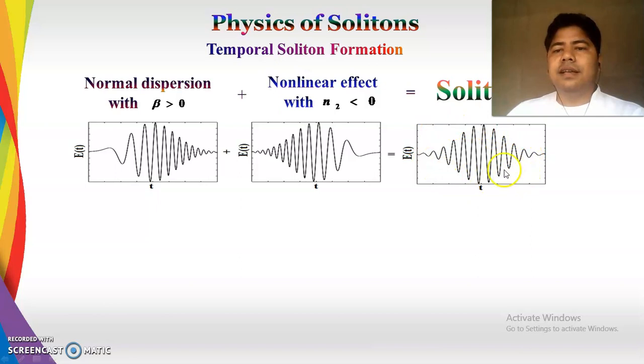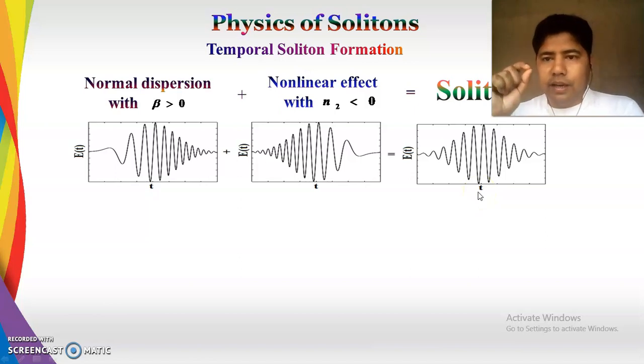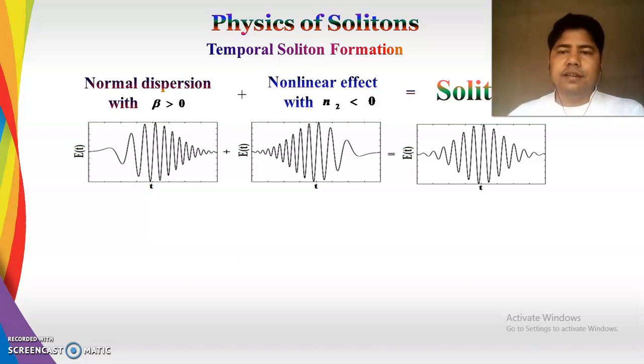This is the pulse which was launched into the fiber, the pulse shape of the pulse launched at the fiber. In the output we also get the same pulse, with the same amplitude and the same frequency. This way the soliton will occur.